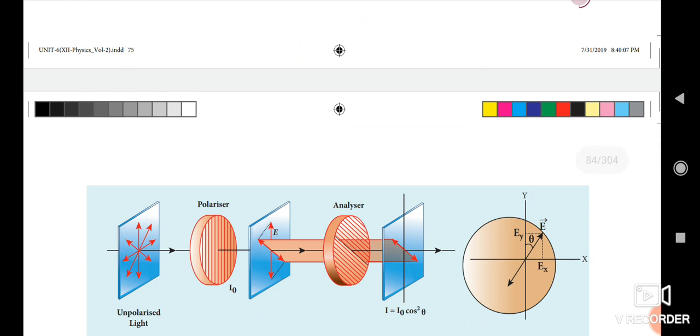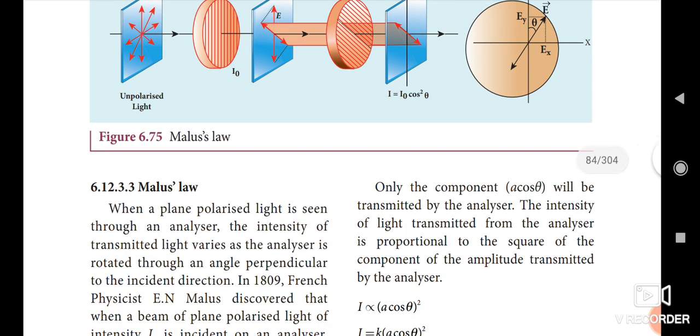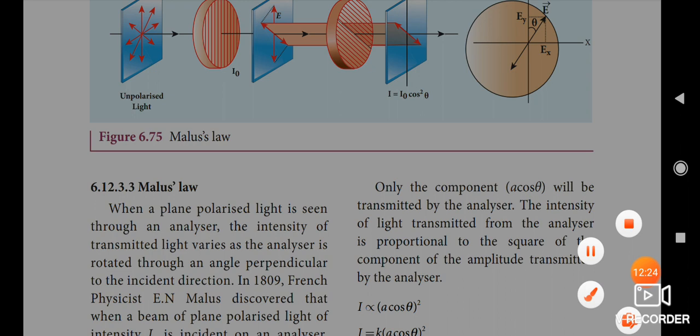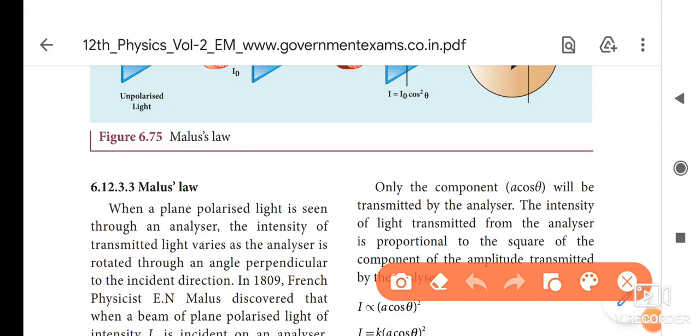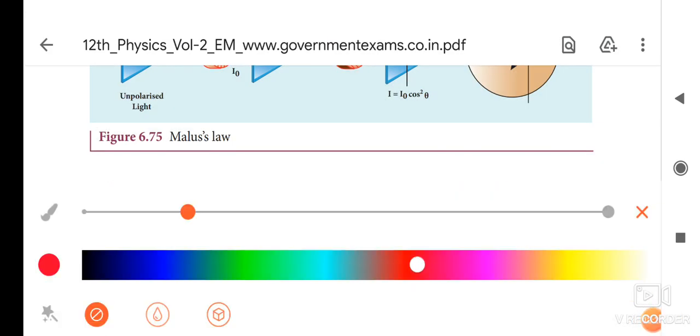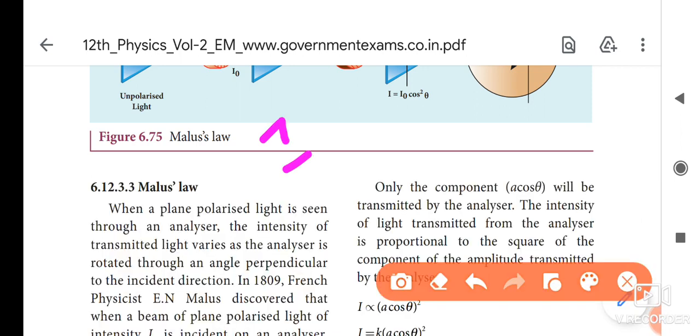Okay students, next we see about the important 3 mark question, Malus law. In this Malus law, we already know the intensity formula. Intensity is directly proportional to the square of the amplitude, isn't it? Yes, intensity is directly proportional to the square of the amplitude.